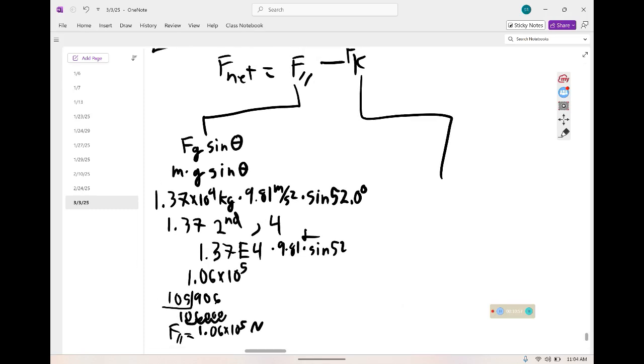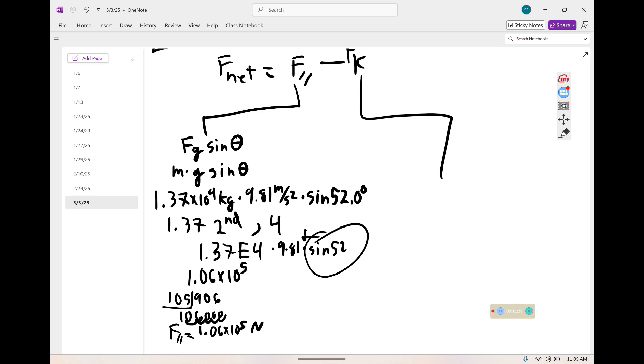Wait, how is that the parallel force if we just did the force of gravity? Isn't that the difference? Times the sine of 52. So do me a favor, just hit 1.37 times 10 to the fourth times 9.81. Enter. That's the full force of gravity.